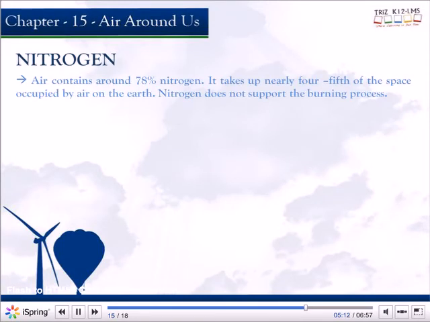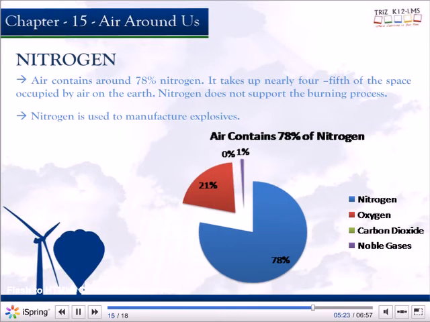Nitrogen. Air contains around 78% nitrogen. It takes up nearly 4/5 of the space occupied by air on the earth. Nitrogen does not support the burning process. Nitrogen is used to manufacture explosives.